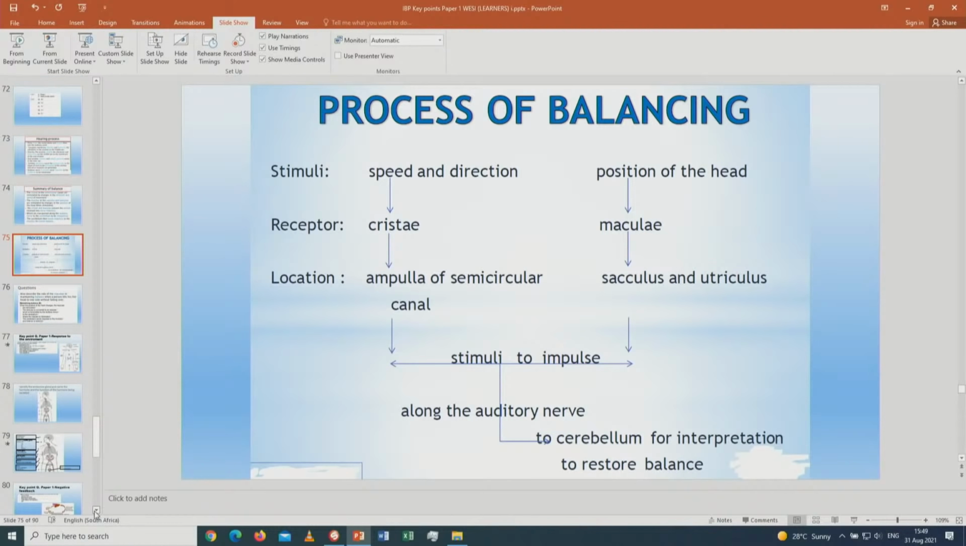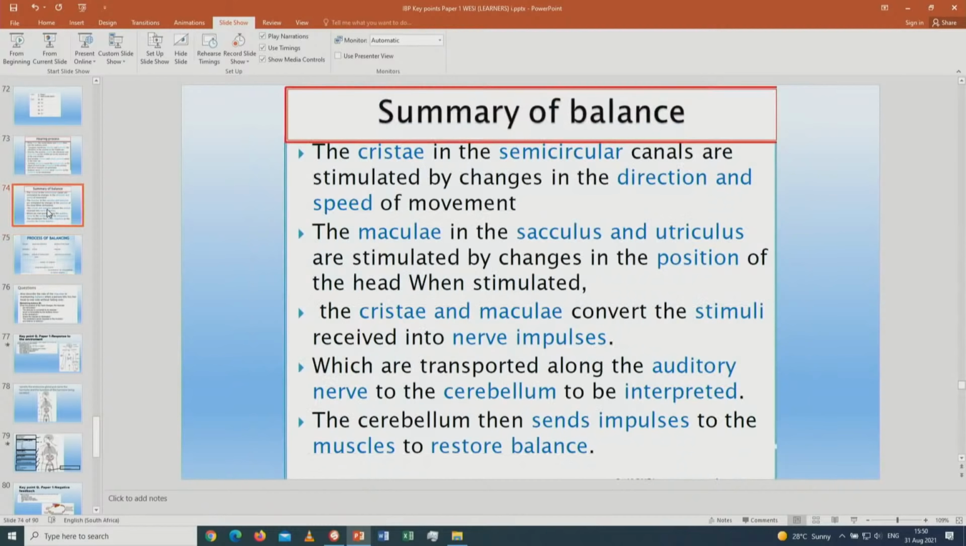But please remember that maybe if a question is phrased like this or appears like this, describe the role of the ear in balance, then please, you are not allowed to use the flow diagrams. And then you just have to describe it in this way.